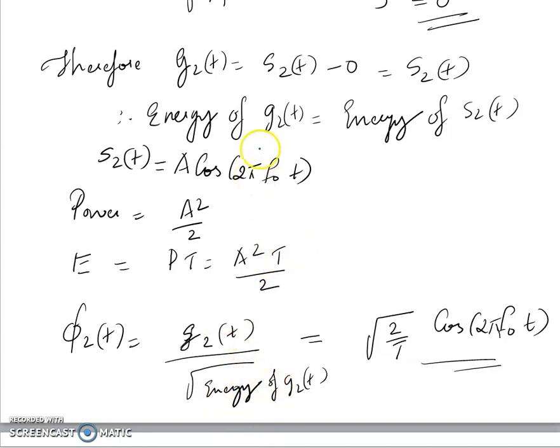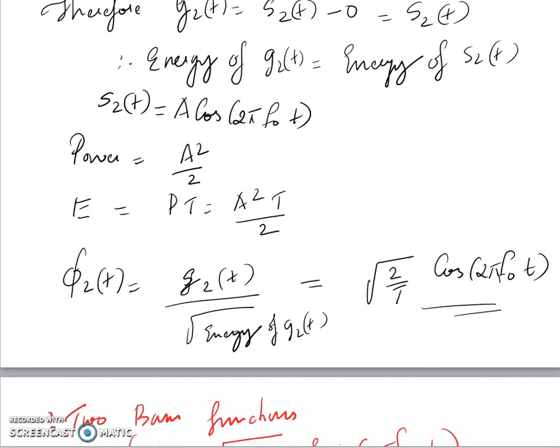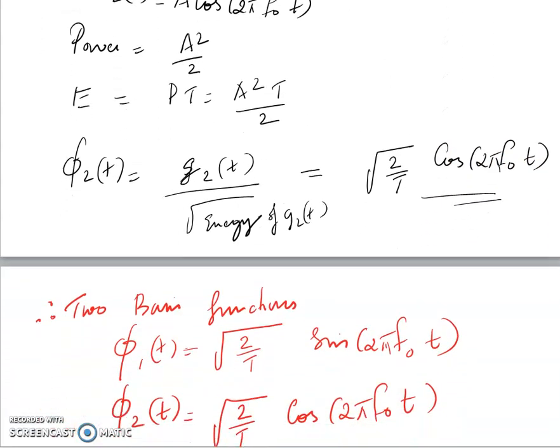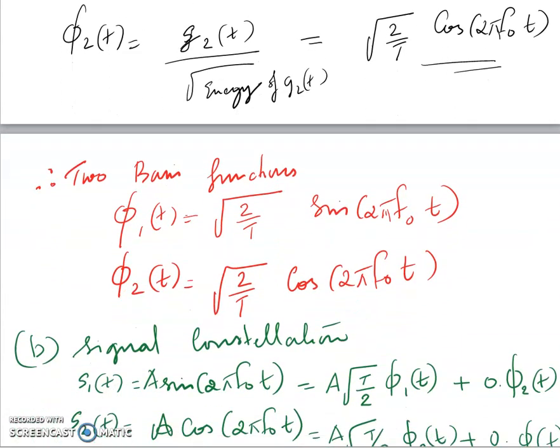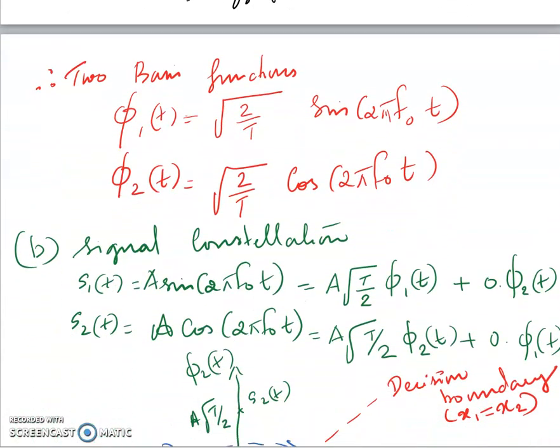So g2(t) is A cos 2 pi fc t. The root of energy will be A root T by root 2. So root 2 moves to the numerator, root T moves to the denominator, then root of A square, that is A, and here in s2(t) you have A. So A will cancel out, you will have root of 2 by T cos 2 pi fc t. So these are the two basis functions, phi 1 and phi 2. Now you have two basis functions, root of 2 by T sin 2 pi fc t and root of 2 by T cos 2 pi fc t.